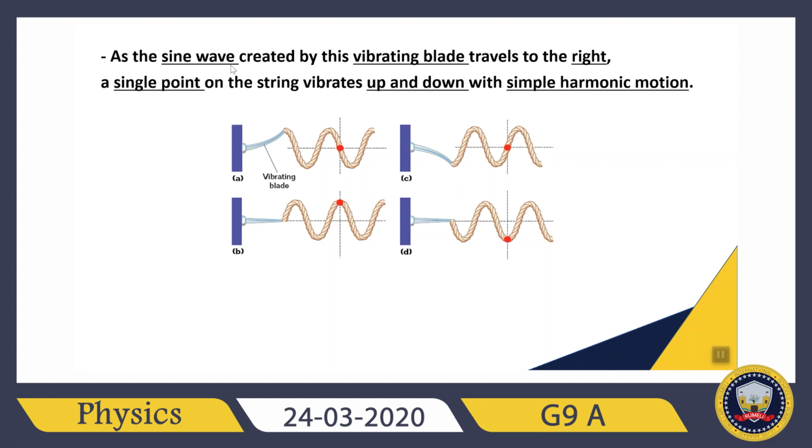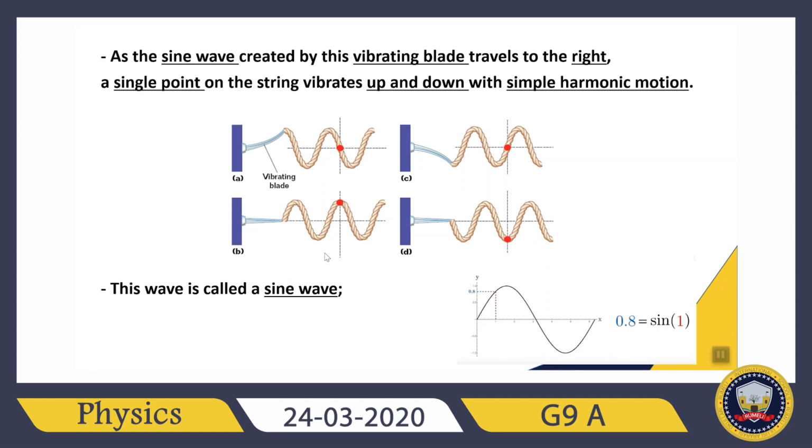So as a sine wave created by this vibrating blade travels to the right, the vibrating blade actually catches it or stretches it to the other side. A single point on the string vibrates up and down. This single point, the red one, vibrates up and down with simple harmonic motion, meaning passing every time through the equilibrium position. Actually, this wave is called a sine wave.